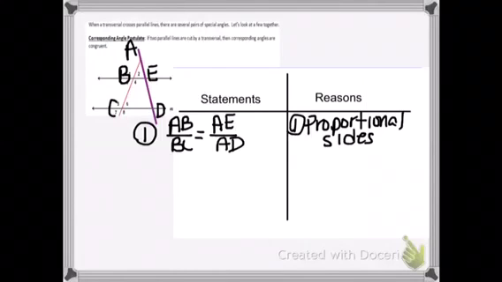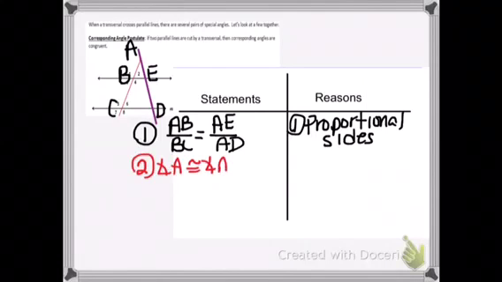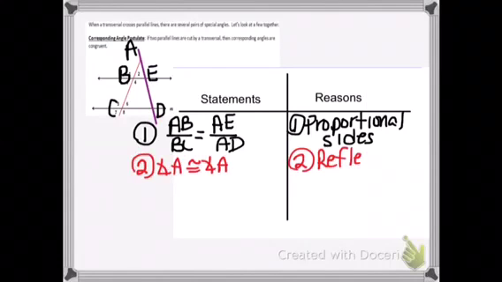We also notice here that we have angle A in both the large triangle and the small triangle, so I could say that angle A is congruent to itself, and the property we use for that is the reflexive property. I always remember that by seeing my reflection in the mirror. It should be the same thing. So that's the reflexive property.